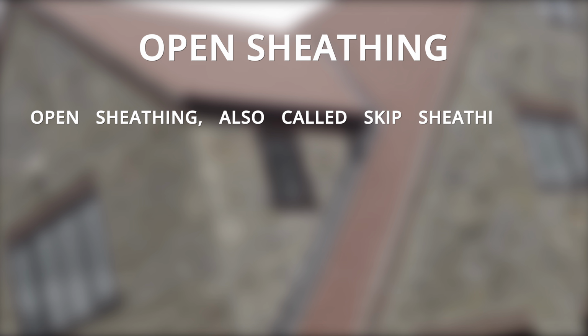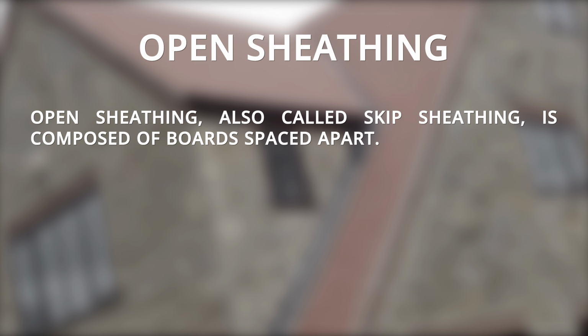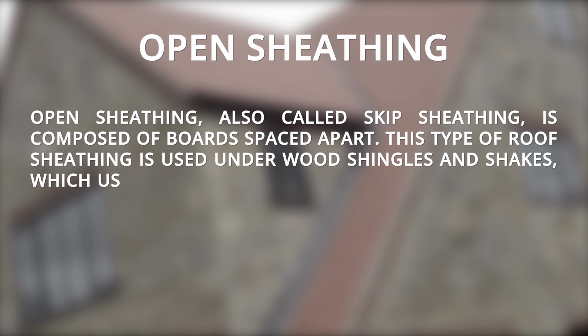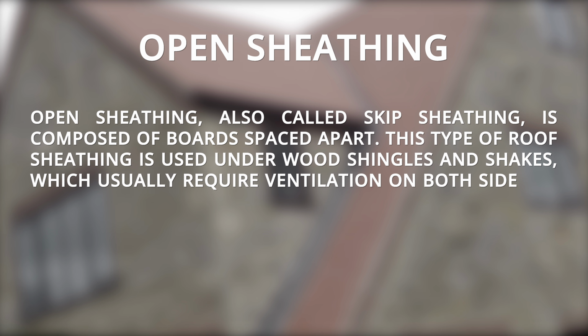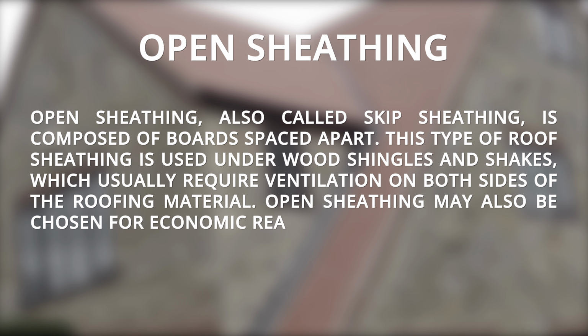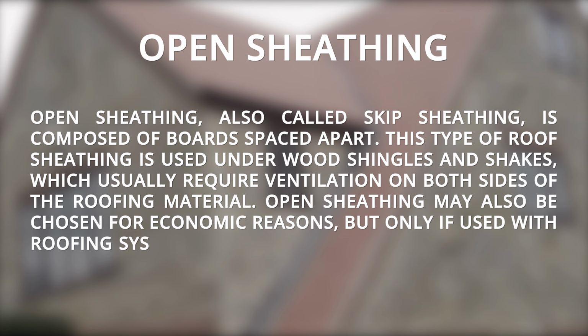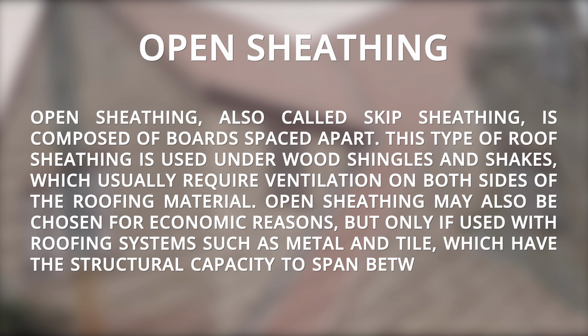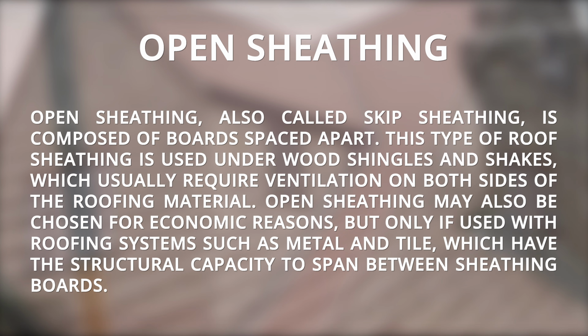Open sheathing. Open sheathing, also called skip sheathing, is composed of boards spaced apart. This type of roof sheathing is used under wood shingles and shakes, which usually require ventilation on both sides of the roofing material. Open sheathing may also be chosen for economic reasons, but only if used with roofing systems such as metal and tile, which have the structural capacity to span between sheathing boards.